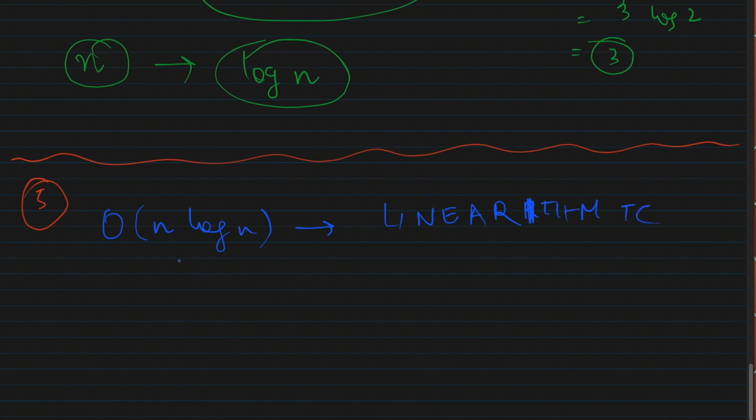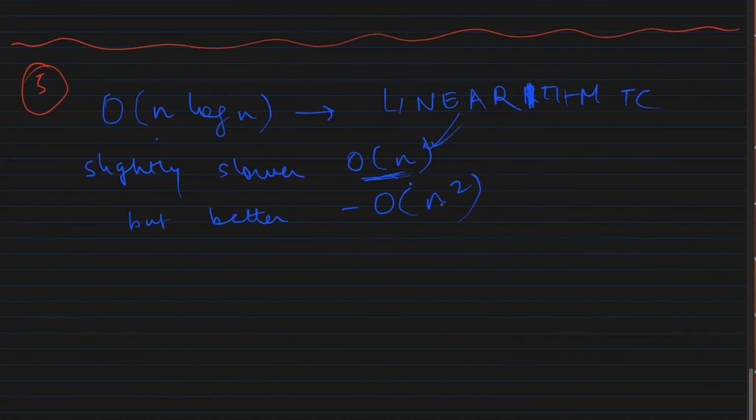What it means? This is slightly slower than O of n, but better than O of n square. Not as bad as n square, but a little bit slower than O of n. So if I have to compare only O of n log n and n, I would say order of n is a better time complexity. We will anyway at the end see the graph comparing all the runtimes.